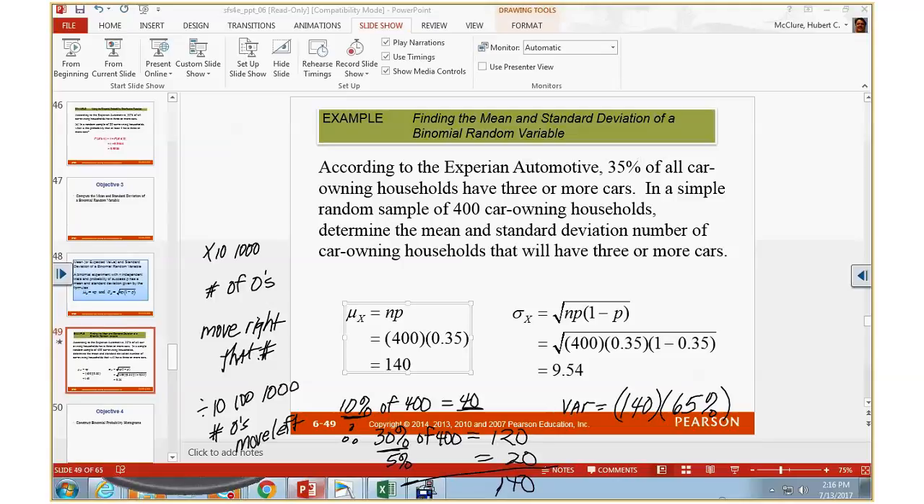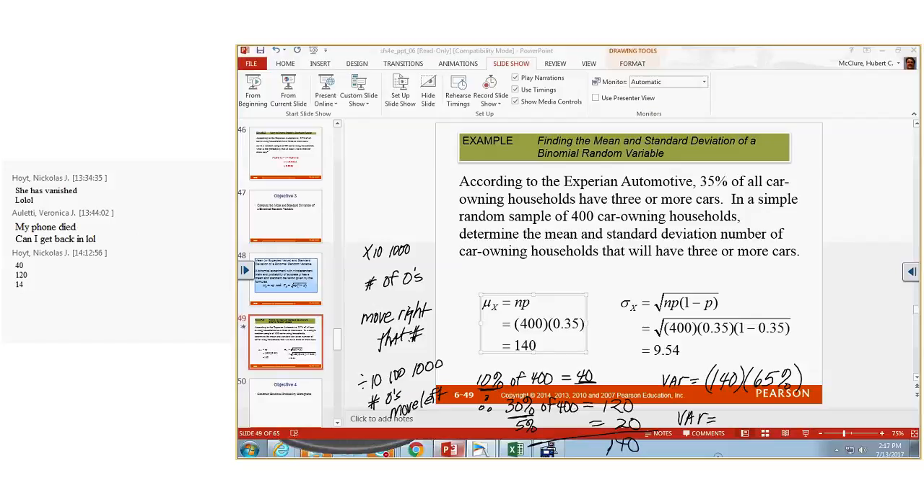Okay, so here we go. You ready? Variance is equal to, what's 10% of 140? Let's try that again. 10% of 140. 14. What's 14 times 6? 64. How about 64? I thought... Isn't it 84? 84.